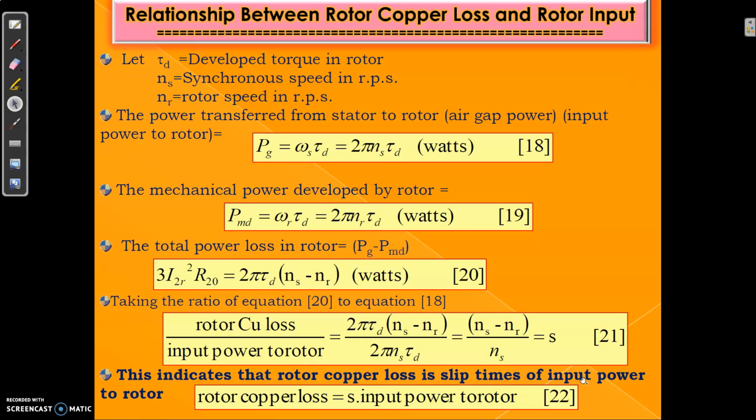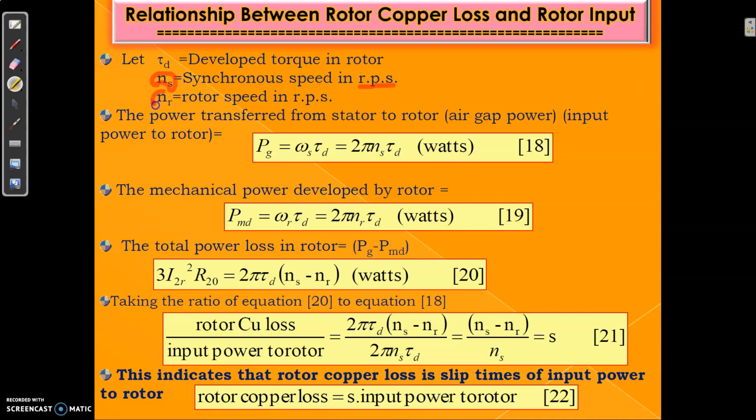So, let's calculate the torque developed and the relationship between rotor copper loss and rotor input. From the input power, how much will be the copper loss? That we will calculate. Let us consider that Tau d, or you can say Td, is the developed torque in the rotor. Ns is the synchronous speed in RPS, as it is written as a small ns. This small ns indicates that the speed is in RPS. If it is a capital Ns, then it is in RPM.